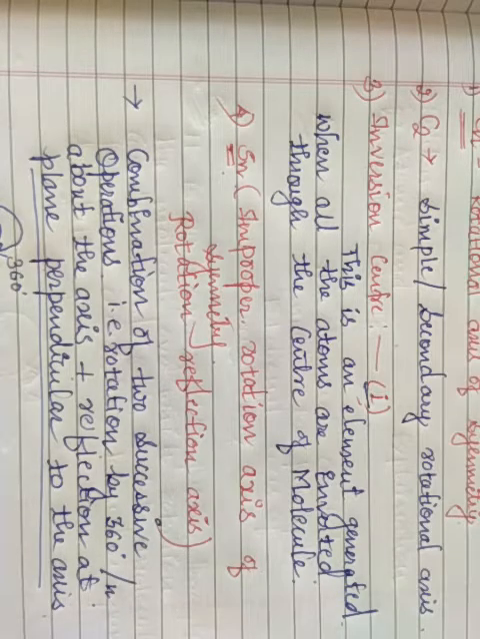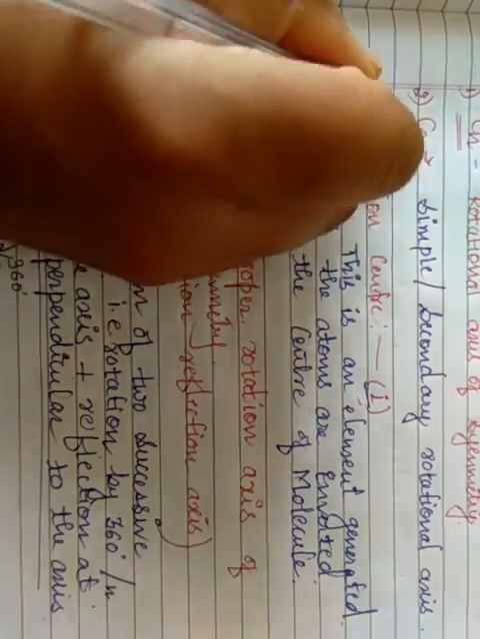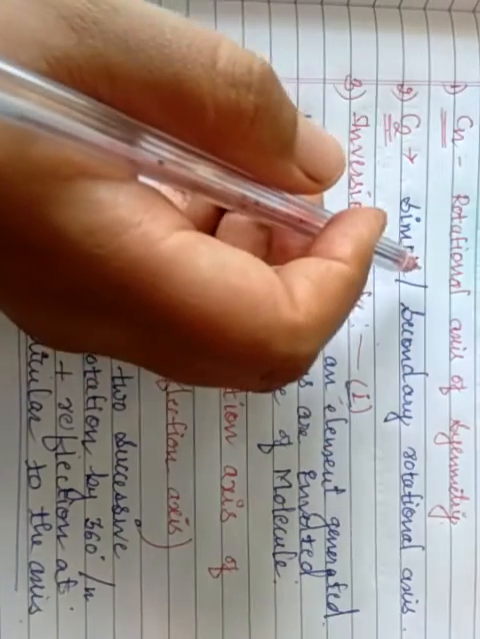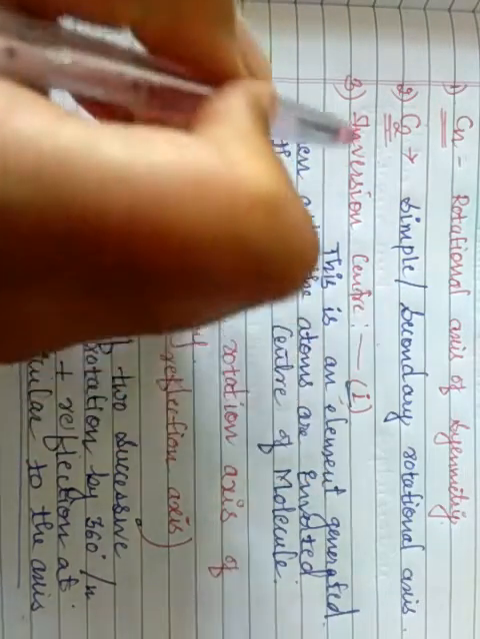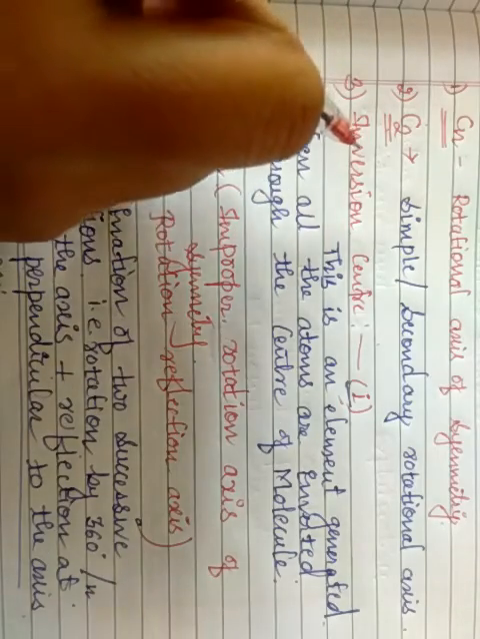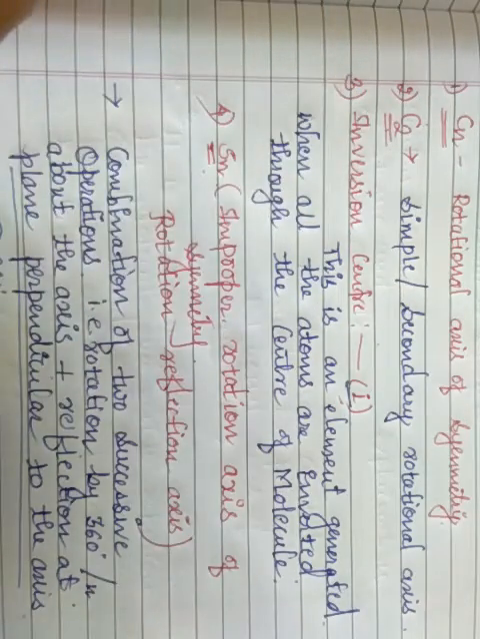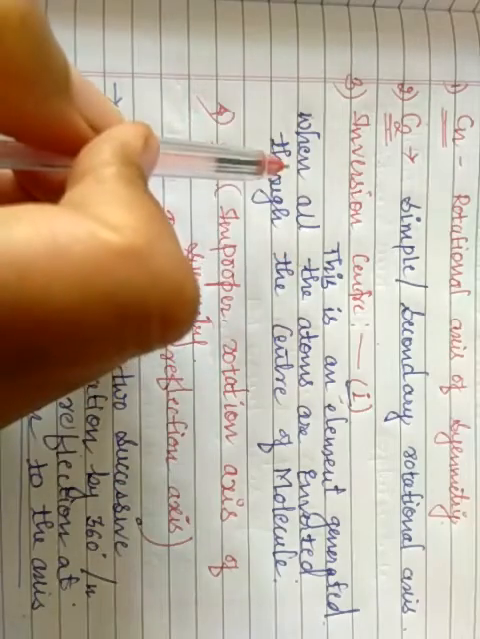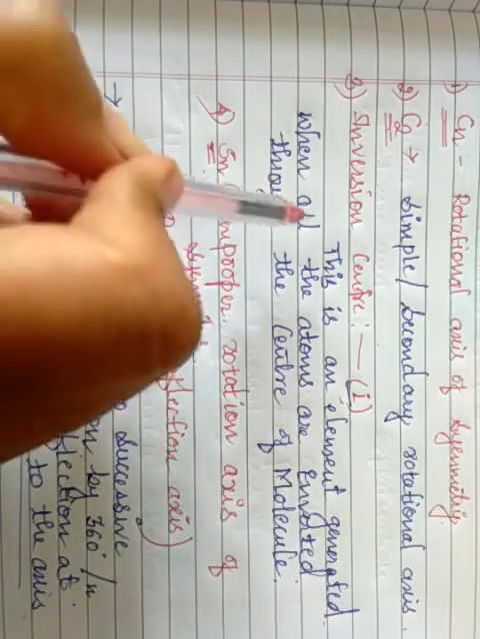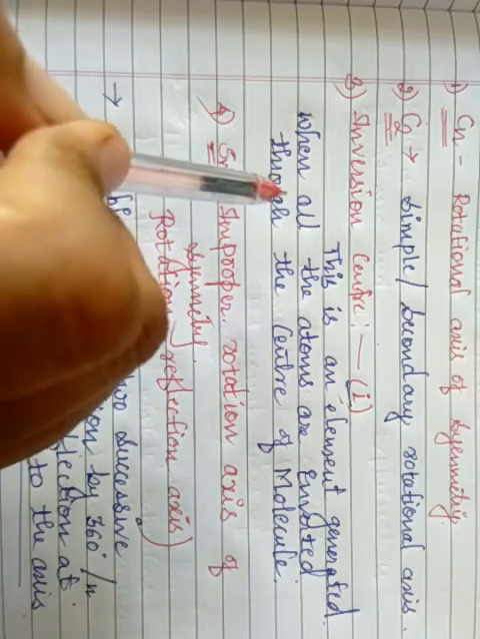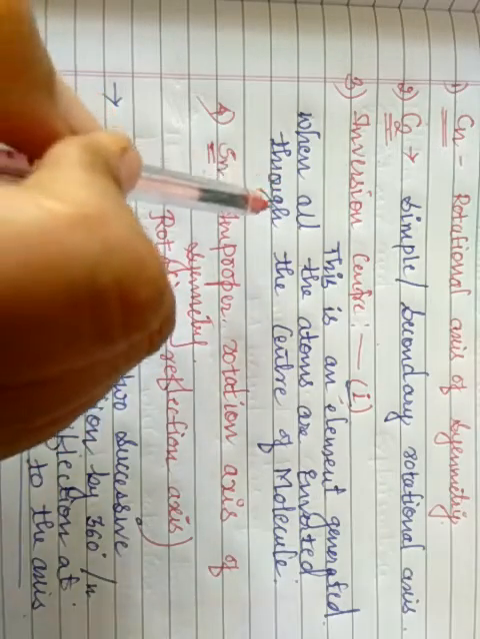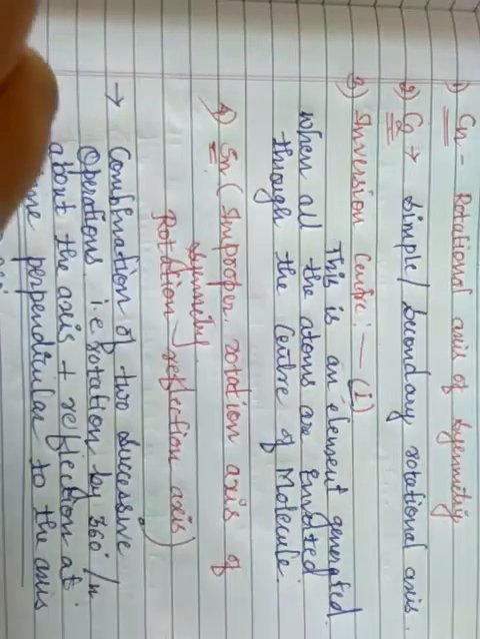The next term is C2, the simple or secondary rotation axis. We call it C2, the same as the rotation axis of symmetry, like Cn, but it is the secondary rotational axis. Third is the inversion center, that is i. This is an element generated when all the atoms are inverted through the center of the molecule. We call it i.